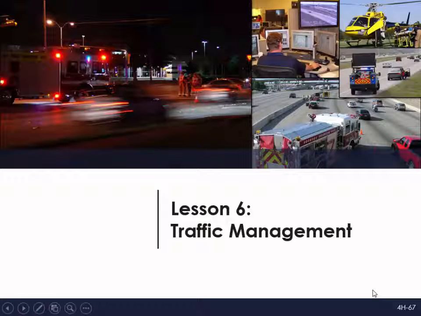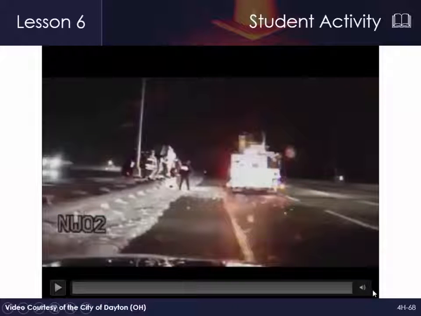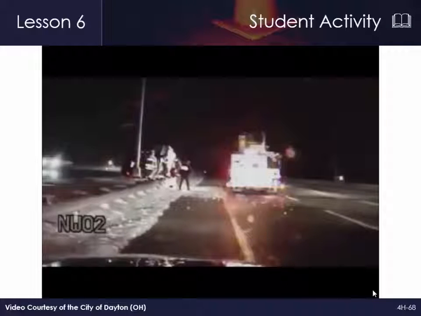Lesson 6, Traffic Management. We'll now watch a video that was taken by a law enforcement's dash cam of a fire crew that is on scene, as well as another law enforcement vehicle that is on the inside shoulder in the opposite direction.